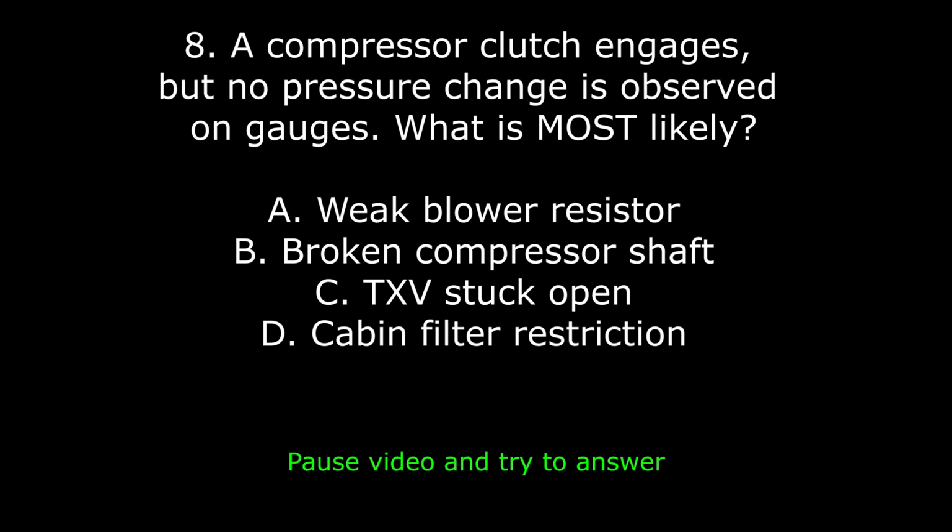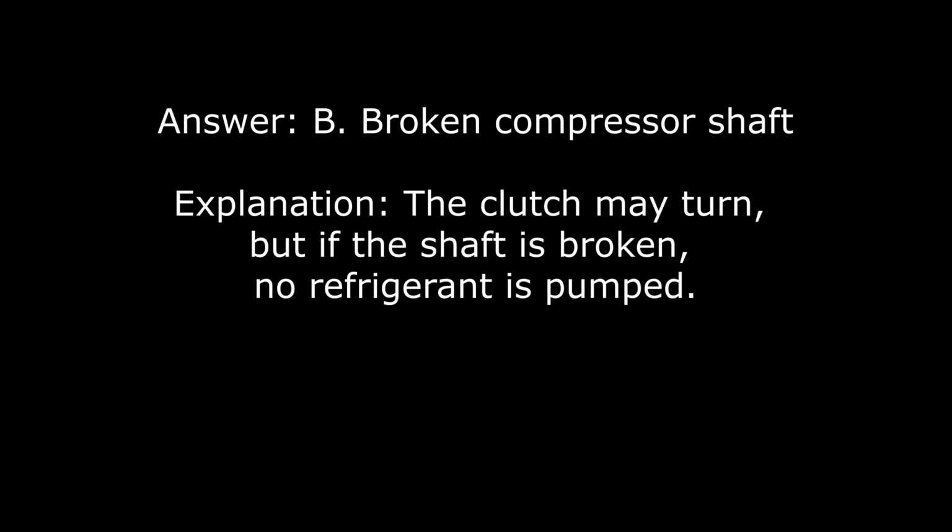8. A compressor clutch engages, but no pressure change is observed on gauges. What is most likely? A. Weak blower resistor. B. Broken compressor shaft. C. TXV stuck open. D. Cabin filter restriction. Answer: B. Broken compressor shaft. Explanation: the clutch may turn, but if the shaft is broken, no refrigerant is pumped.